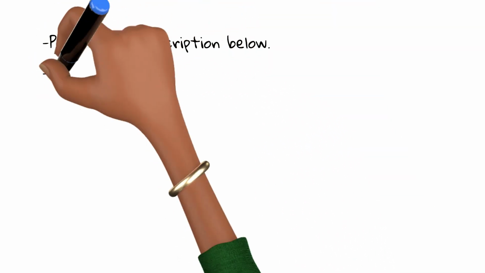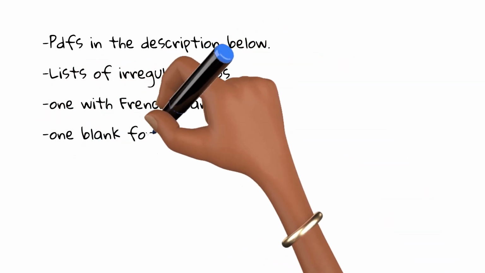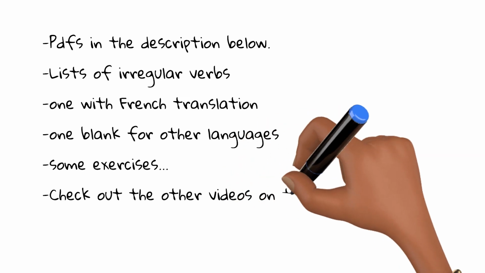So that's it for the present perfect continuous. As always, there are PDFs in the description below, and there's some exercises too. And check out the other videos on the present perfect. There's one on the present perfect simple. I've made one on the difference between been and gone, one on the adverbials, mostly up to now and until now, and also one on the present perfect versus the past simple. So check them out if you like.